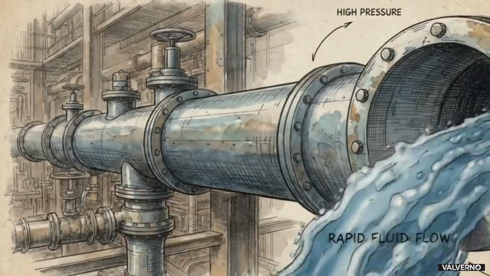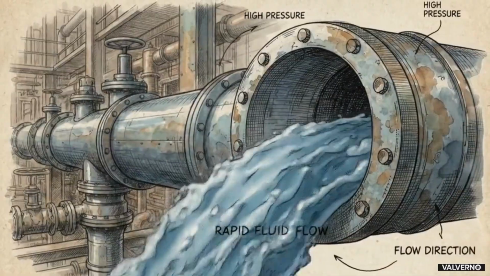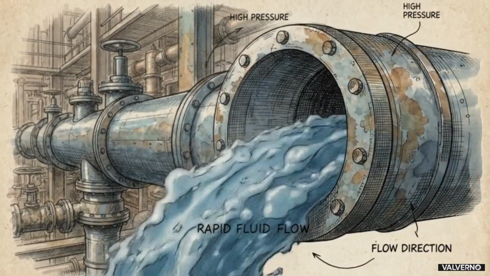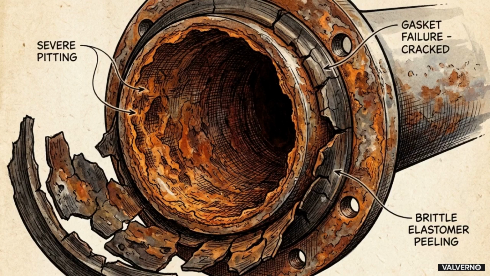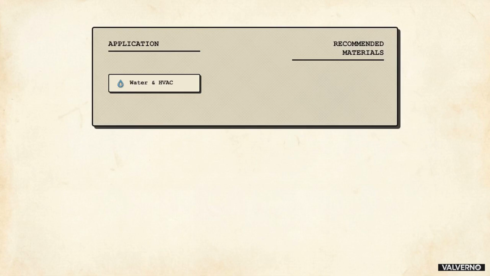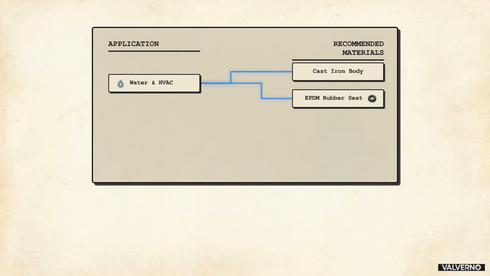Step 1 begins right at the source. Before we look at valve mechanics, we have to analyze the specific fluid traveling through your pipeline. The chemistry of your media strictly dictates your seat and body material choices. Mismatching these elements leads to rapid corrosion, degradation, and eventual system failure. This chart shows how standard utility applications map directly to common materials. Basic water and HVAC systems safely utilize cost-effective cast iron bodies paired with EPDM rubber seats.